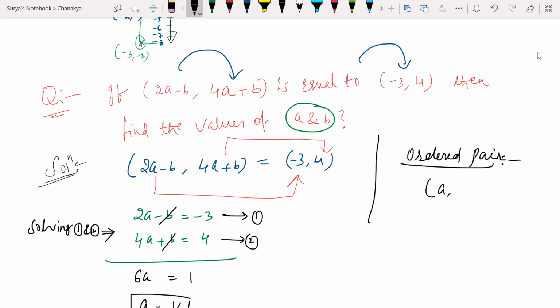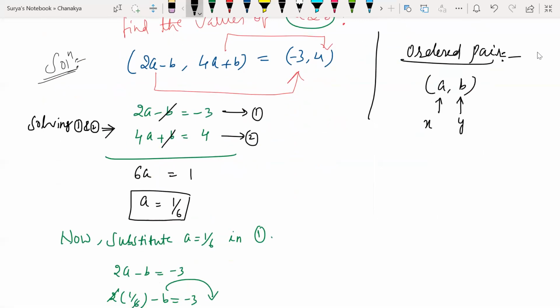If I take (a, b), that is a coordinate. A comma b is my coordinate point, right? So what is my coordinate here? This is my x coordinate. This is my y coordinate. Clear? So x coordinate and y coordinate. Here the x coordinate is called what? Abscissa. Abscissa and ordinate.